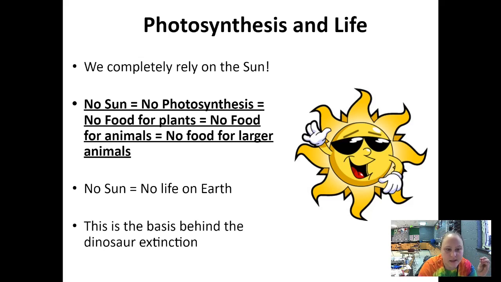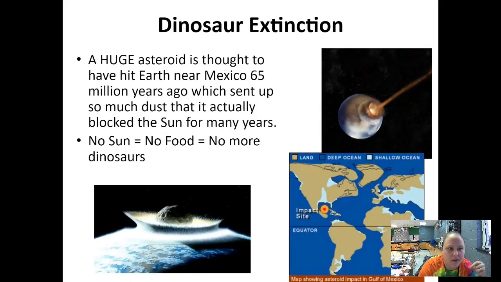This is the basis behind the dinosaur extinction. A lot of people thought, oh, the asteroid hit the dinosaurs, that's why it killed them. Well, I'm not saying it didn't hit a few. I'm sure if they were standing there when the asteroid hit the Earth, that it killed them. But the biggest impact was what I'm getting ready to get to here in a minute.